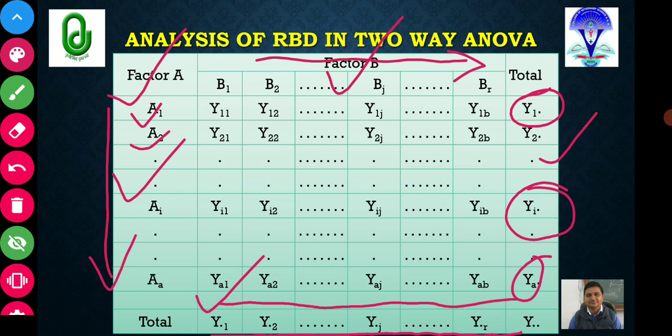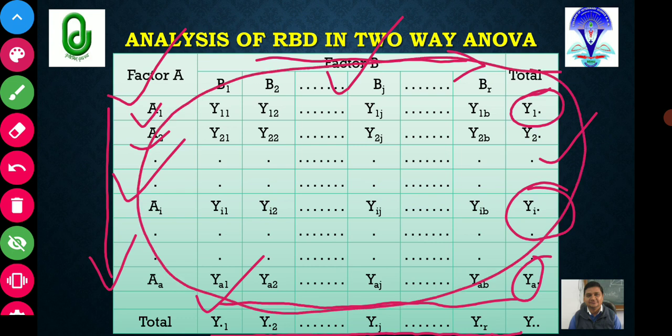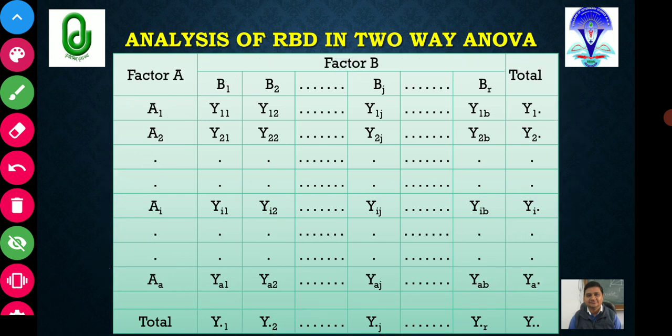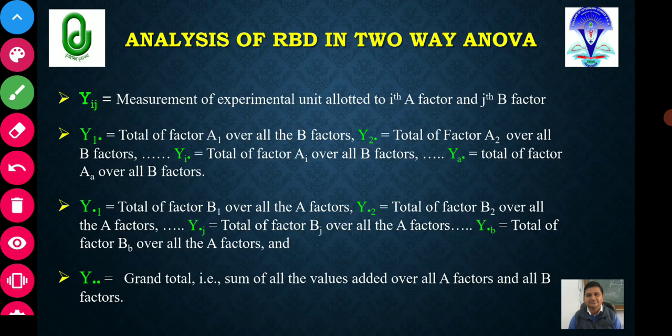So this understanding of this table, I will not go into much detail, because I have already discussed it in detail when I was discussing the one-way ANOVA or CRD. So I hope this will be clear to you. Now these are the meanings of the different notations I have already discussed when I was discussing CRD.